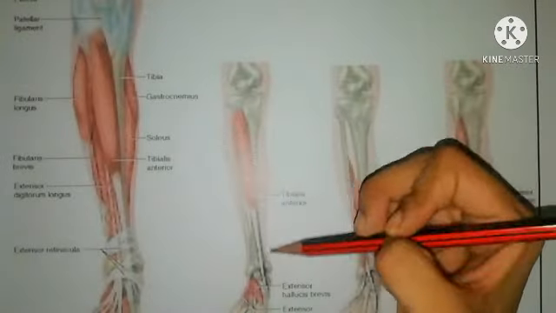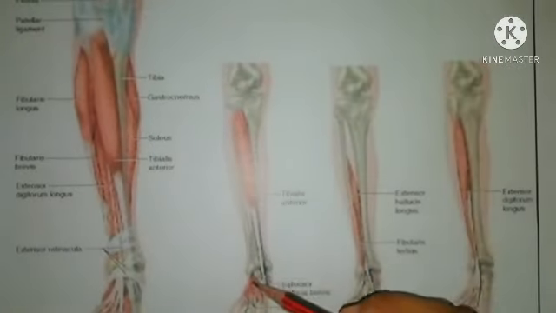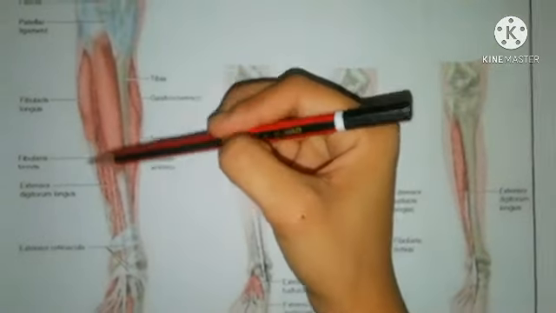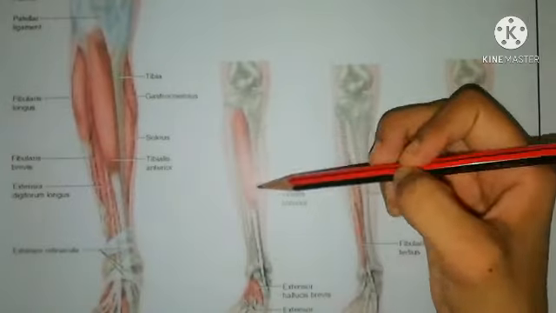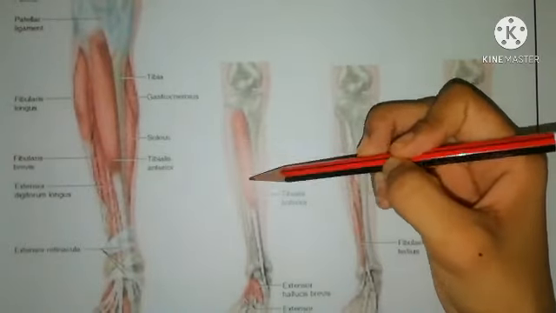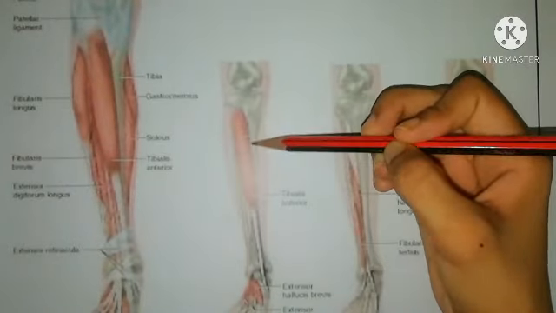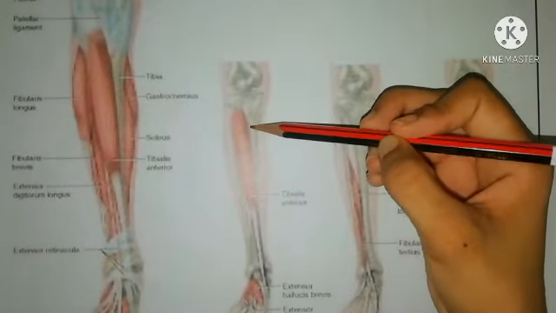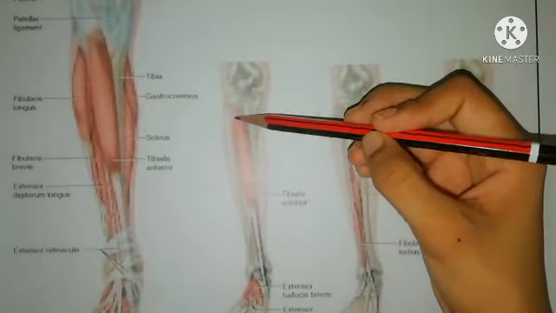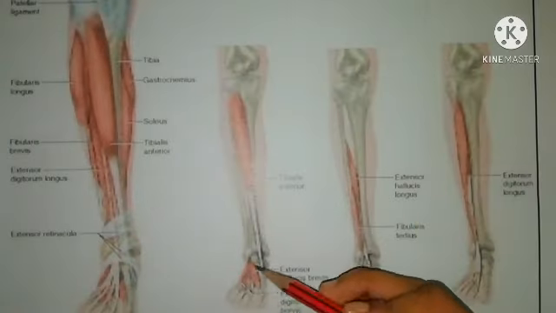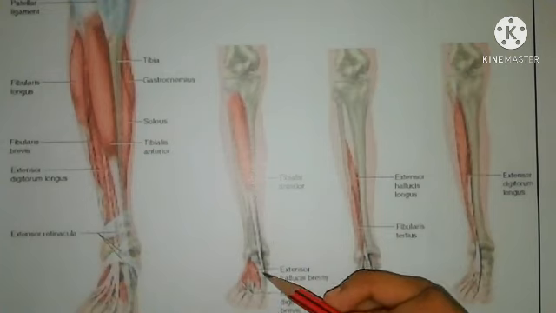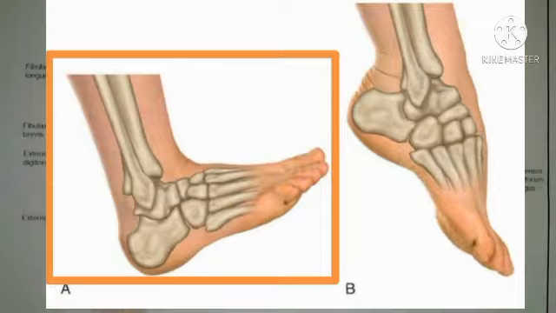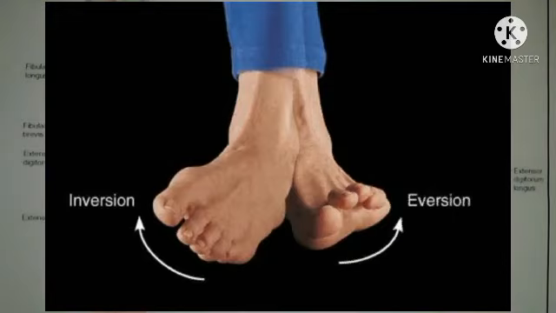Muscles of the anterior compartment of the leg and the dorsum of the foot. These are the muscles of the anterior compartment of the leg. The first muscle is tibialis anterior. It is a spindle-shaped belly with multipinnate fibers. The origin of this muscle is from lateral condyle of tibia, from here. Insertion is in the base of the first metatarsal bone over here. Nerve supply is deep peroneal nerve. Action is dorsiflexion of foot and inversion of the foot.